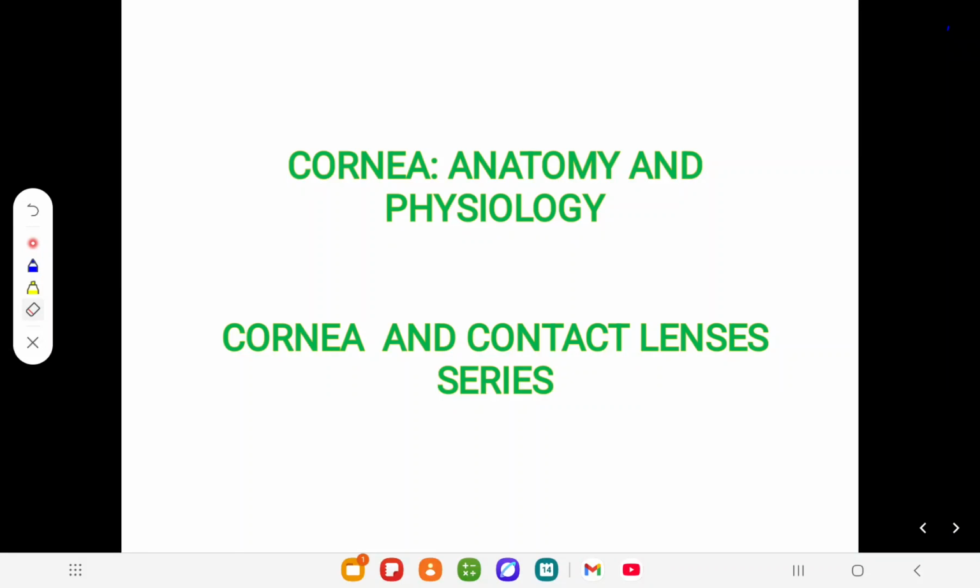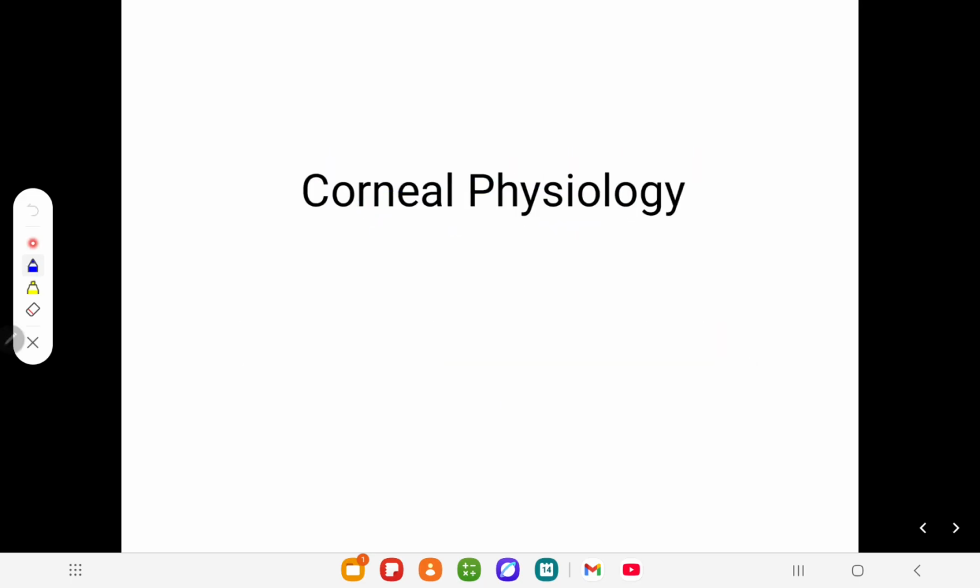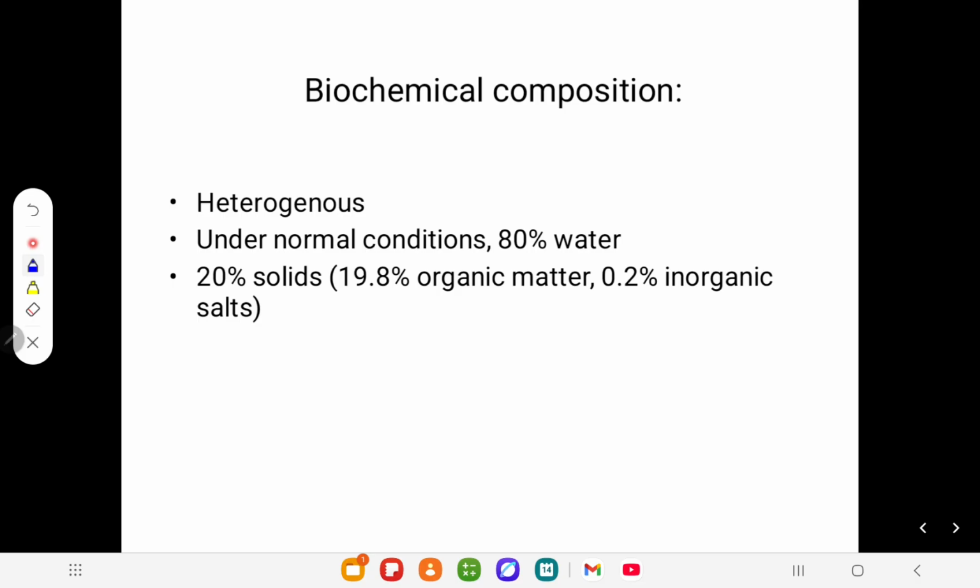Today we are going to discuss the physiology of the cornea. This is basically a contact lens and cornea series, and I'll talk about physiology as far as I can. So, corneal physiology, starting with biochemical composition.